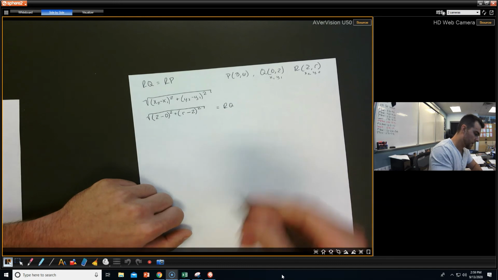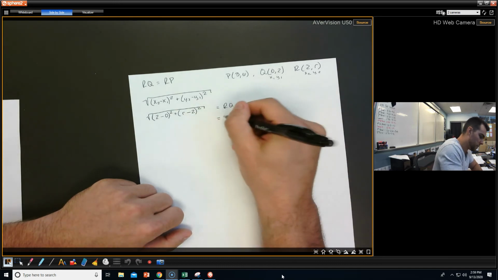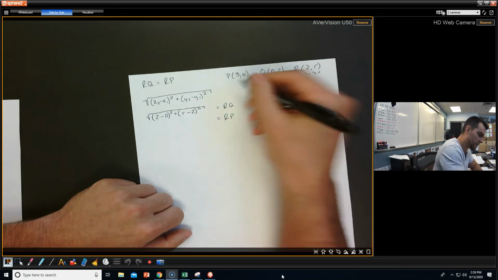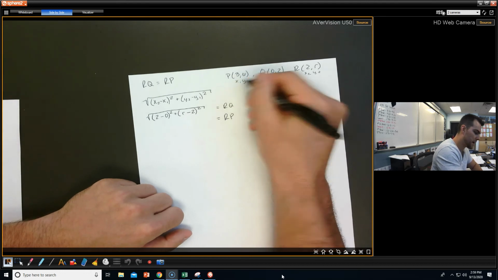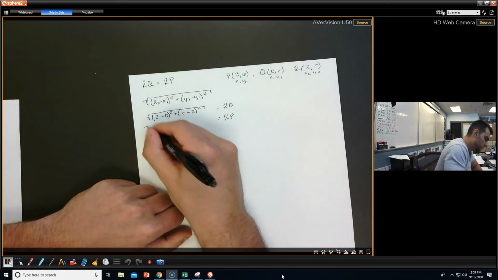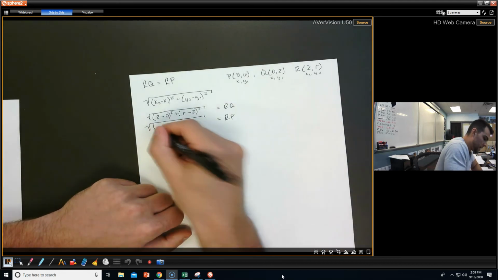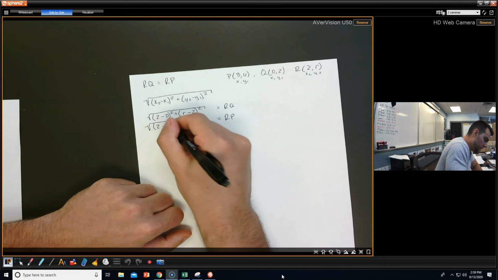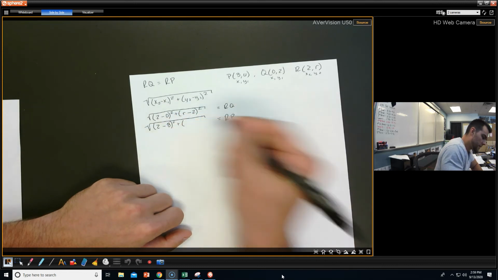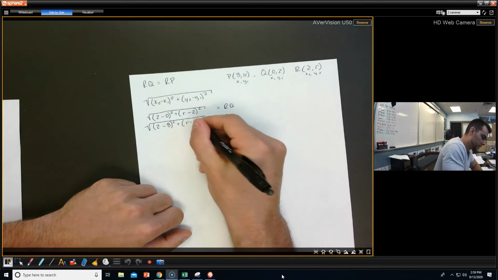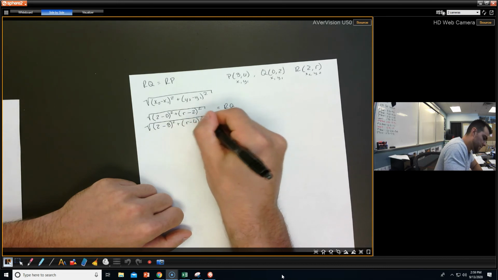Okay? And then I also can get RP out of this. Again, I'm going to keep this the same. I'll call this one x1, y1, because it doesn't matter as long as we're consistent. And then same thing, I'm going to go through. Okay? I'm going to get (2 minus 8) squared, and then I'm going to get (r minus 6) squared.